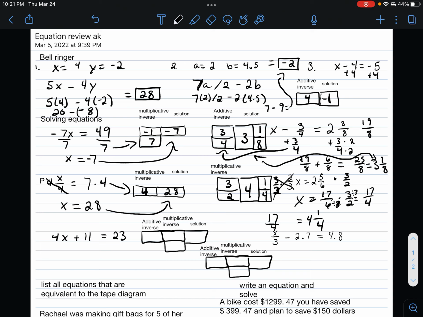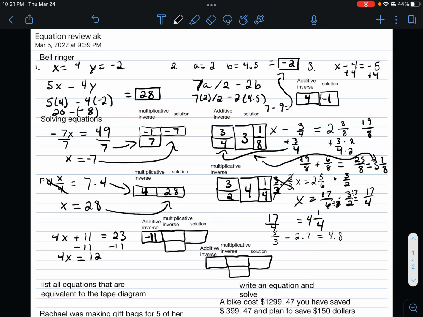Two-step equations. It's going to be the same, but now you have an additive inverse, multiplicative inverse, and a solution. So our first step is you have to get rid of the constant, the one that you're adding or subtracting to the variable. So we do that by minusing 11. So our additive inverse would be -11. Okay, so that's going to leave us with 4x is equal to 12.